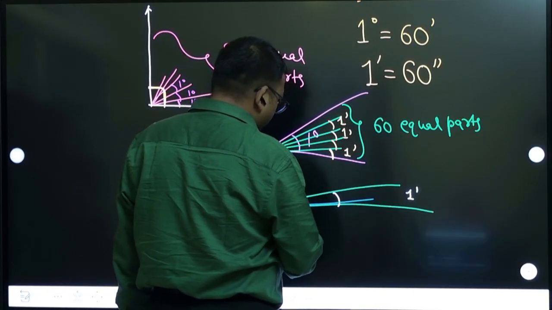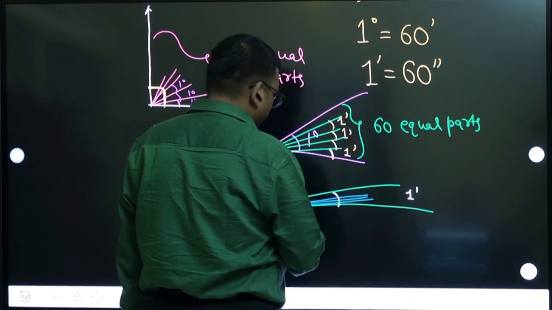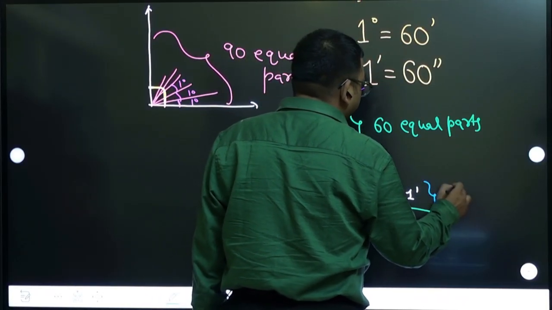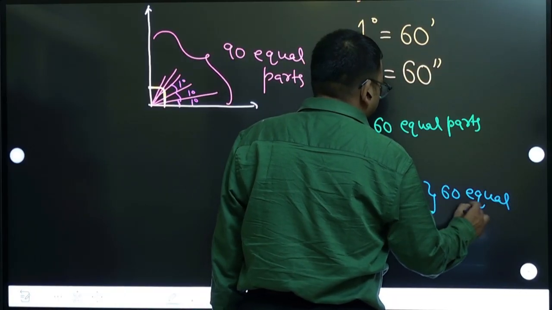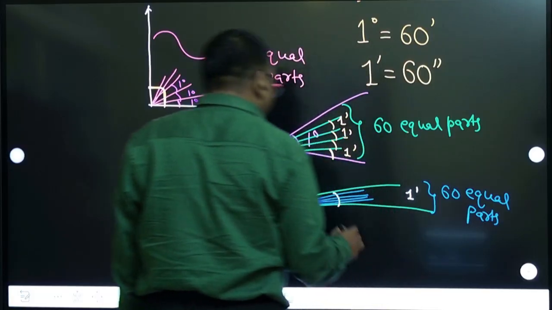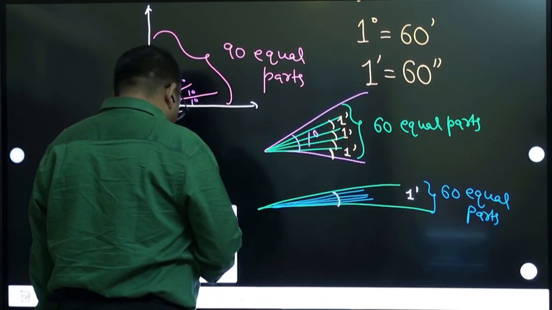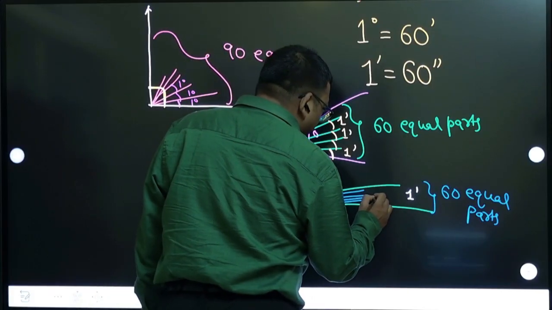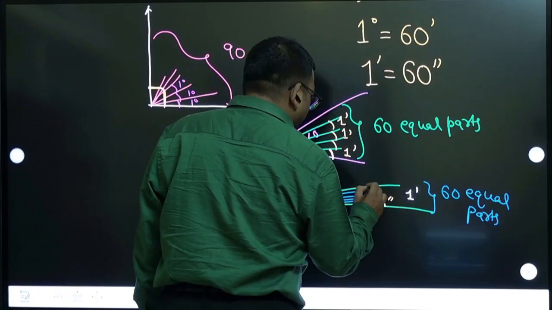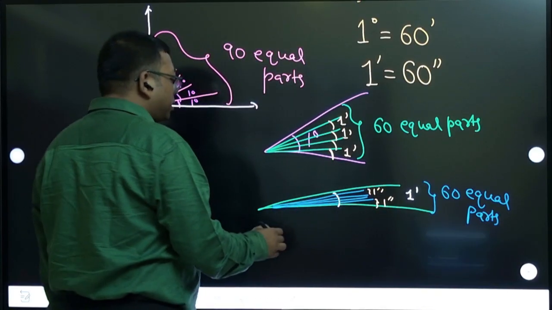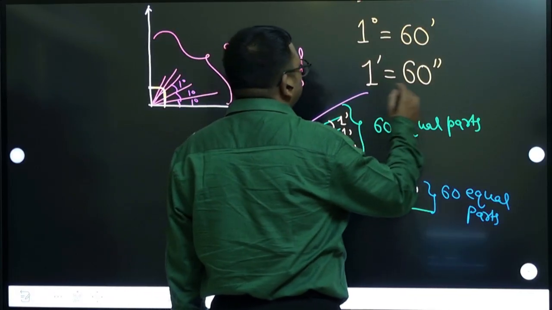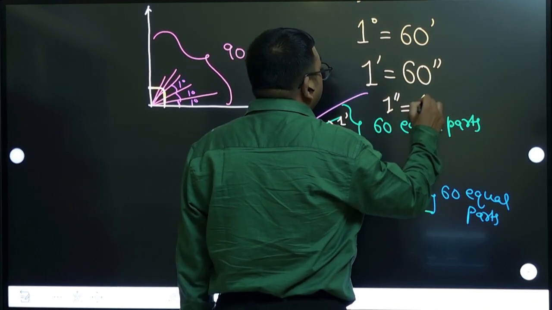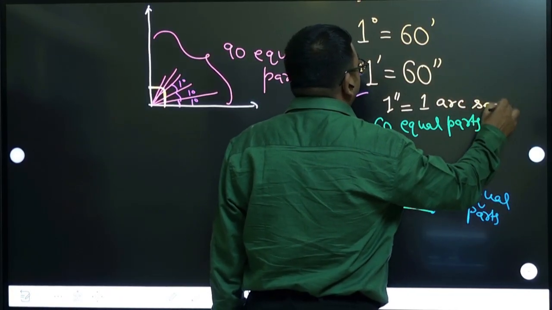That means we will be drawing so many lines in between to divide them. How many parts? Again, let us divide this 1 minute into 60 equal parts further. Then this one part will be called 1 second, one double dash. So 1 minute is 60 seconds. This one double dash is called 1 arc second.